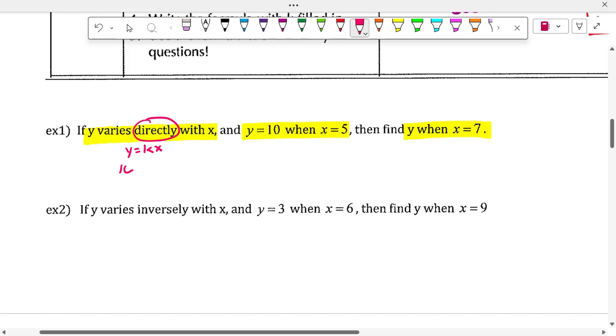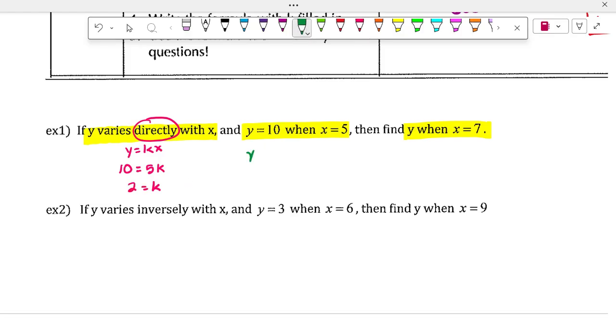So if I plug in the values I got for y and x, so 10 is equal to 5k, not x. So what's k equal to? 2. Thus, y is equal to 2x. So if I plug in 7 in for x, using that k value, what's y? 14.